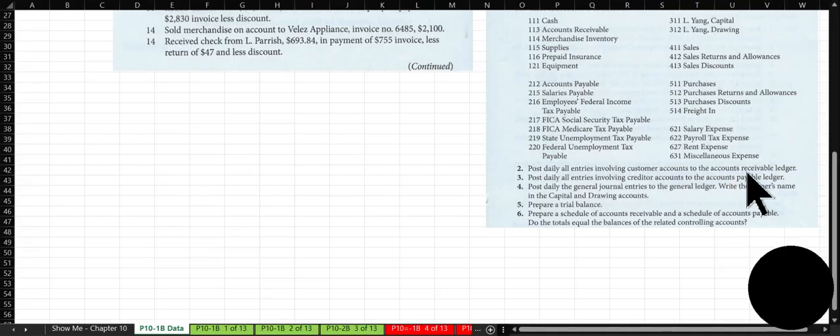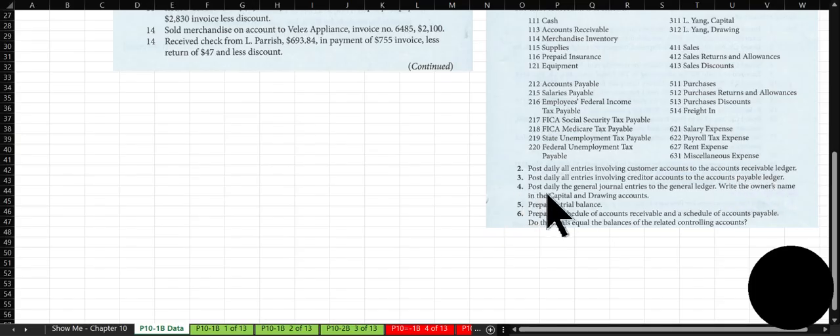Once we're done with that, it says we should post daily all entries involving customers' accounts to the accounts receivable ledger. This particular company's policy, which is a good policy, is to update their customers' accounts on a daily basis. Then we're going to post daily to the accounts payable ledger, because again we want to keep our suppliers' accounts updated. If a supplier calls to say we haven't received your payment, we should be able to tell them whether or not the payment was sent. Just like with our customers, we should be able to tell whether the payment was received.